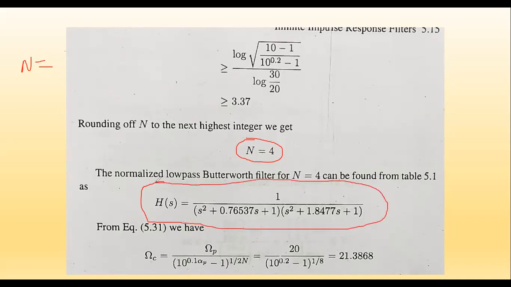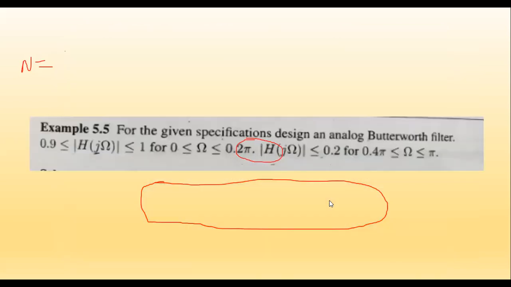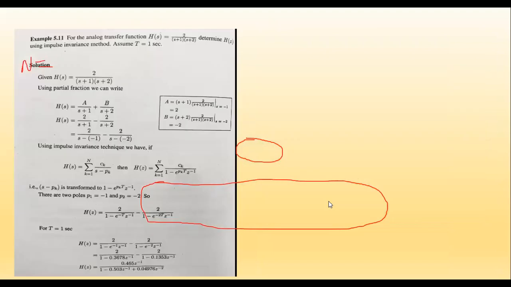So when n is equal to 4, the value of h of s is 1 by (s square plus 0.76537 s plus 1) times (s square plus 1.8477 s plus 1). So these are the values of h of s. So h of s is equal to this value you get from the table. So that table, I'm going to show that table here. So just wait for 2 minutes. I'm showing that table to you people so that you understand the discussion.